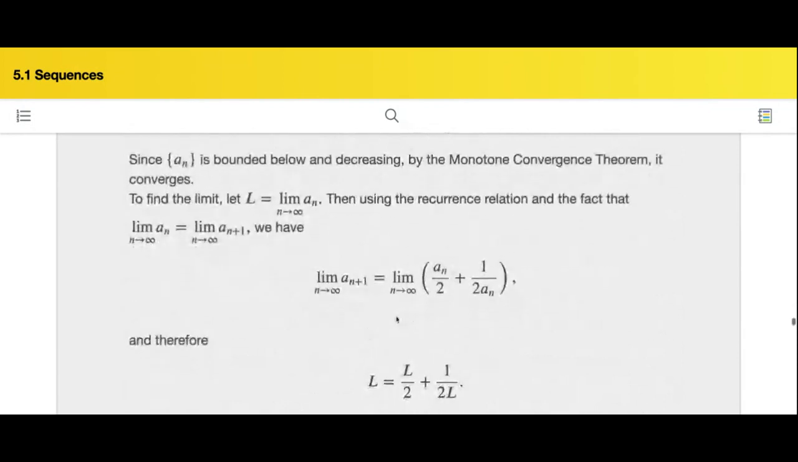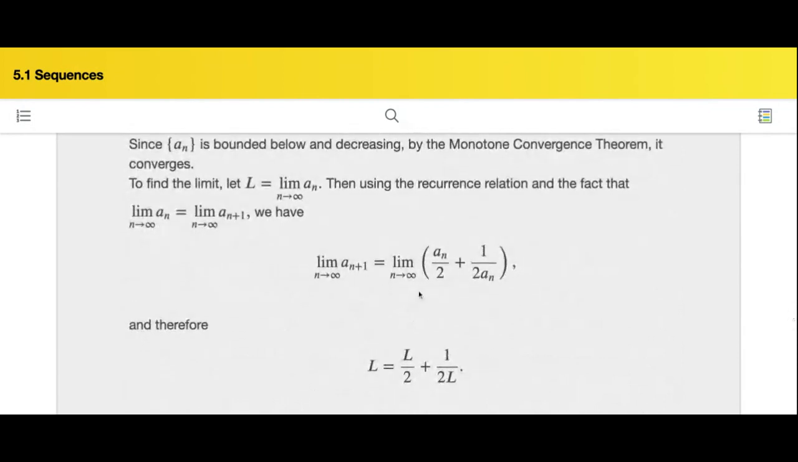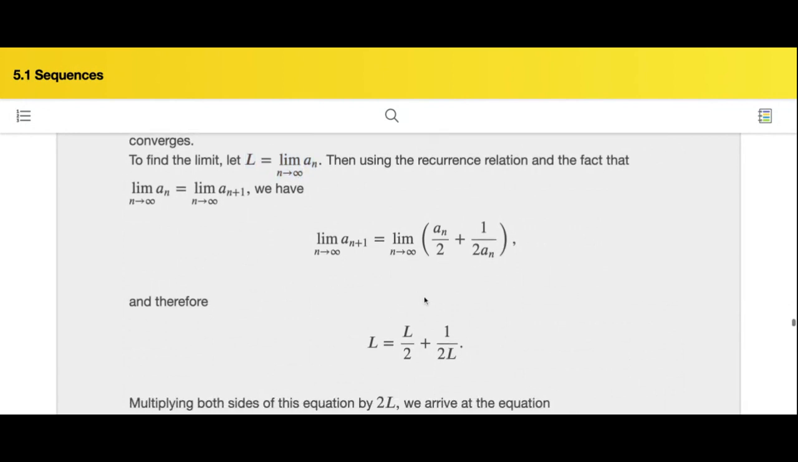So we take the limit of that. The limit of the first part, the limit of an over 2. Let L be the limit of an. So that would be L over 2 plus 1 over 2L. So L equals L over 2 plus 1 over 2L.